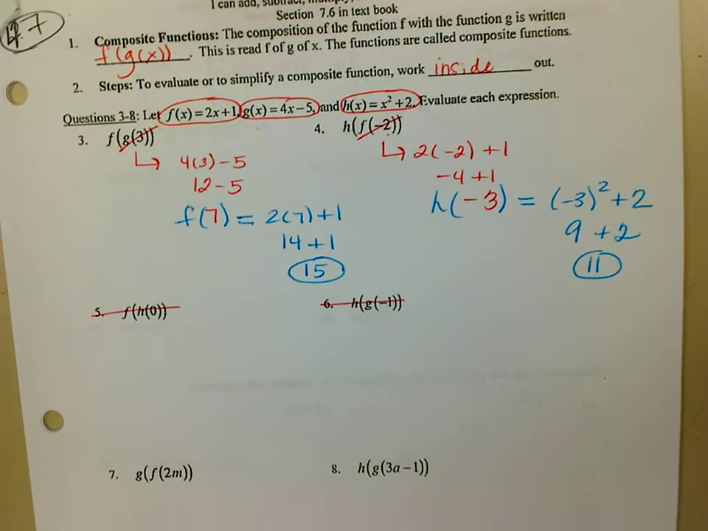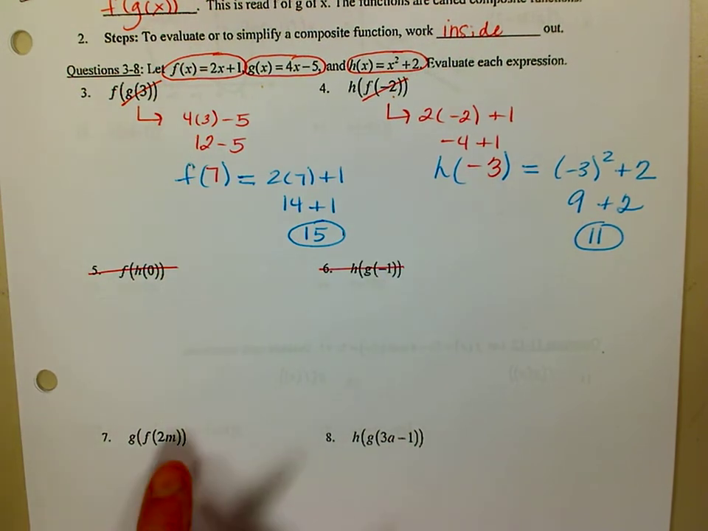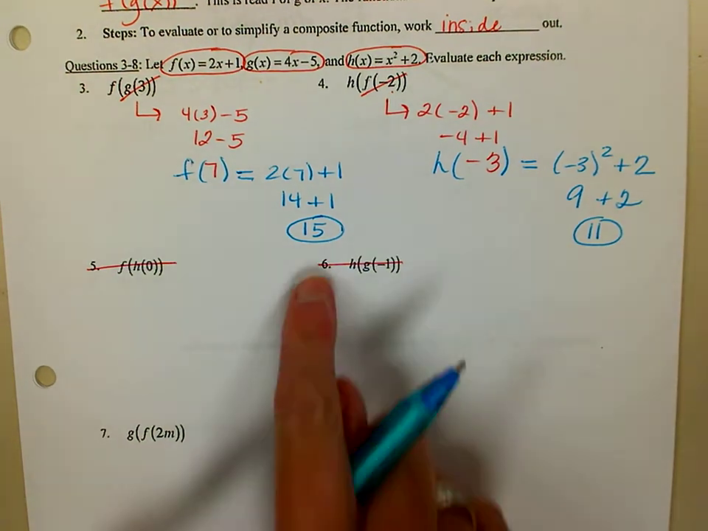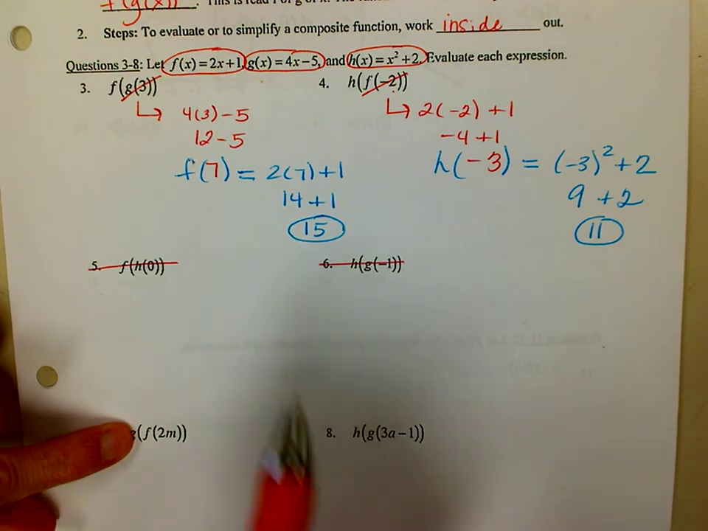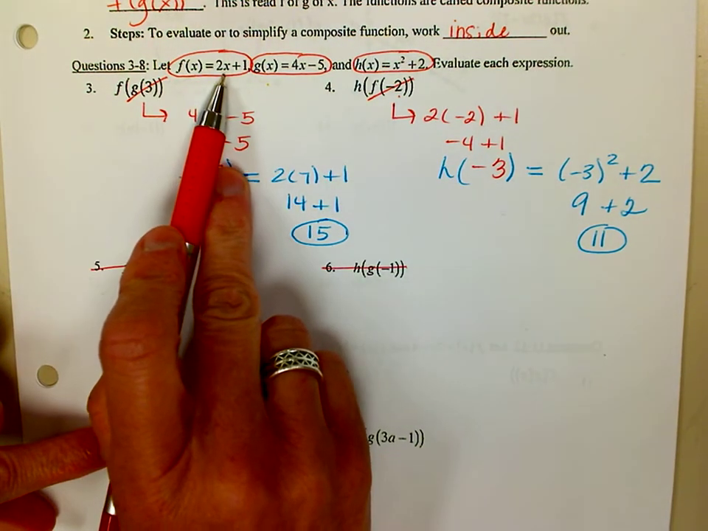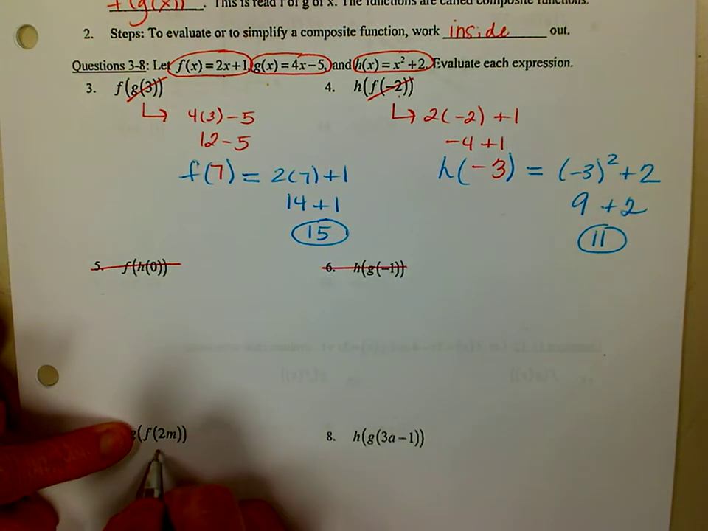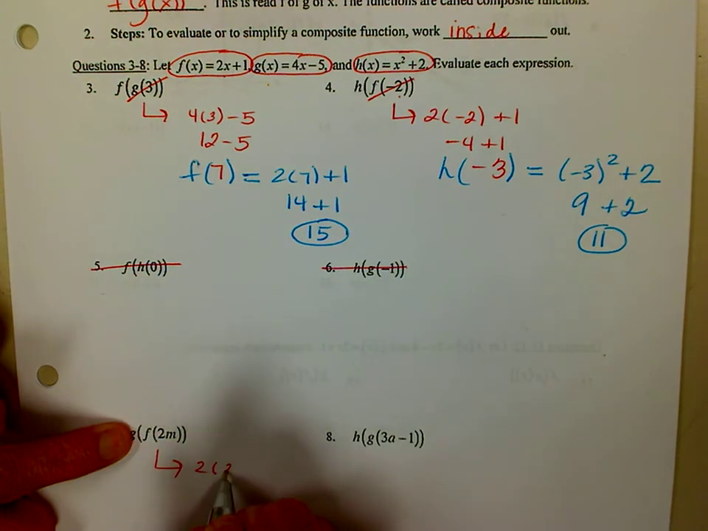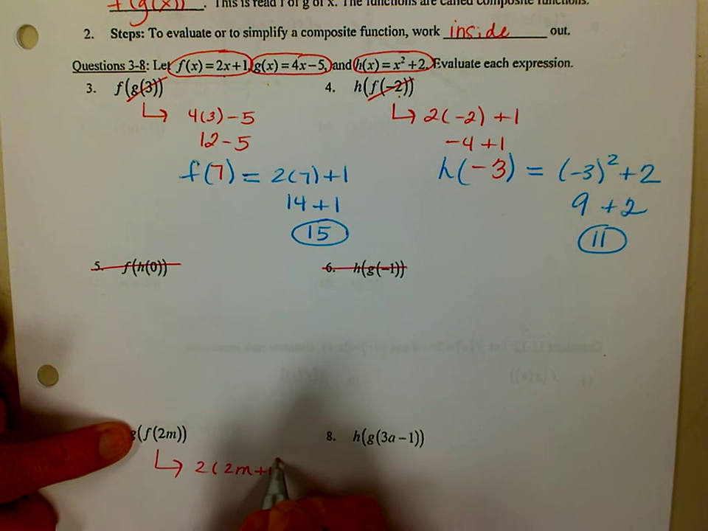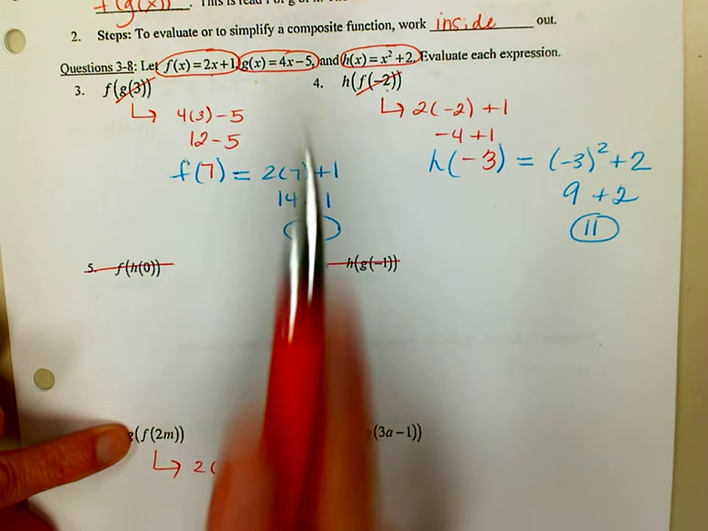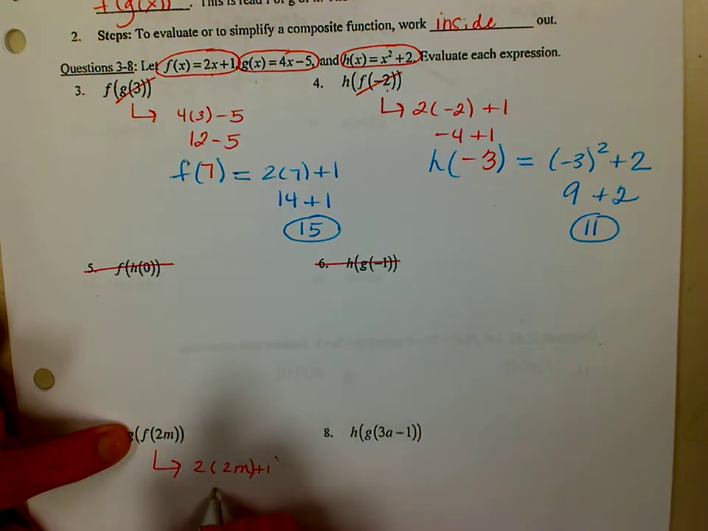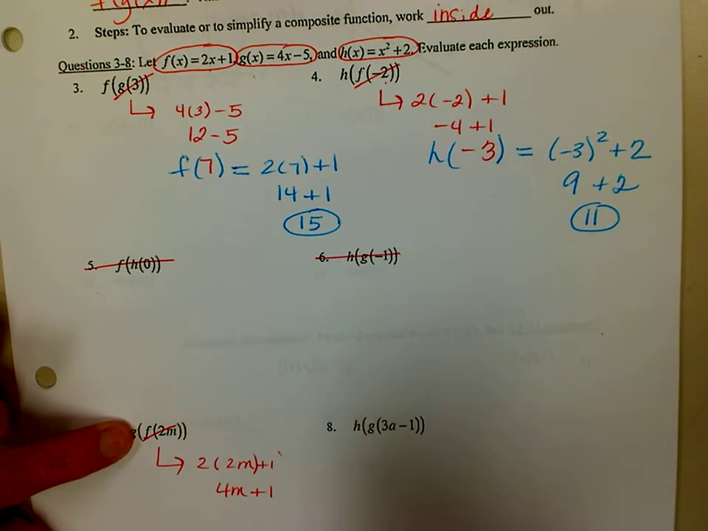Okay, now when you come down here, I don't have just numbers, I have variables and numbers. So I'm not going to get an actual answer like I did back up here. I'm going to get an expression. So first I'm going to do f of 2m. I'm still going to use this one, but wherever I see an x, I'm going to put 2m. So 2 times 2m plus 1. So my x just changed to a 2m. This is going to give me 4m plus 1. That's as far as I can go. I'm done with that part.